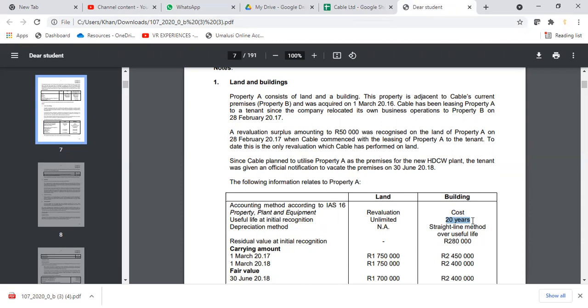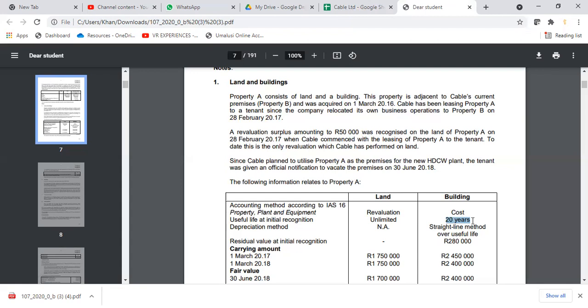Just read: Property A was a landable property adjacent to the current property and was acquired on 1 March 2016. I don't know now, what do we assume? Carrying amount. Okay, I think we can only assume that it was 1 March 2016. So at the 30th June 2018, 28 months have passed, and I think we have to assume that the useful life was from 1 March 2016.